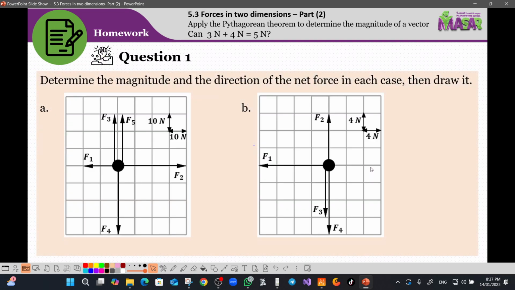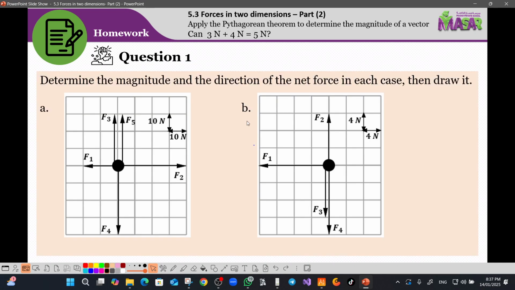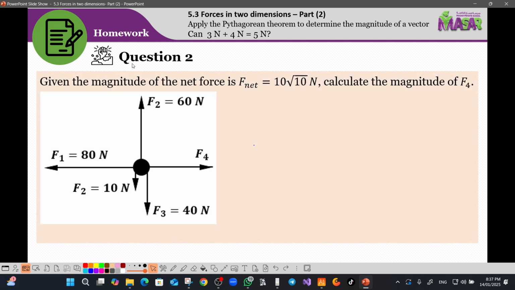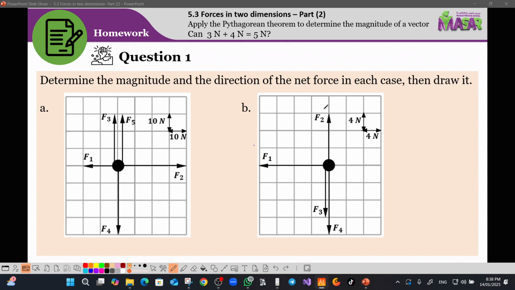Now, let's solve another question regarding this idea. I will solve B here in this case, and I will solve again question 2. So let's start. Now for B, as usual, if the magnitudes of the forces are not given, then we need to find the magnitude. For this case, we should use the scale provided here on the grid.